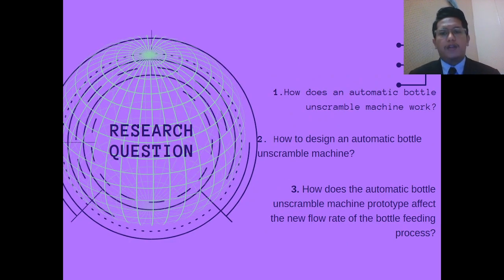The research questions for this project are: first, how does an automatic bottle unscramble machine work? Second, how to design an automatic bottle unscramble machine? And third, how does the automatic bottle unscramble machine prototype affect the flow rate of the bottle filling process?